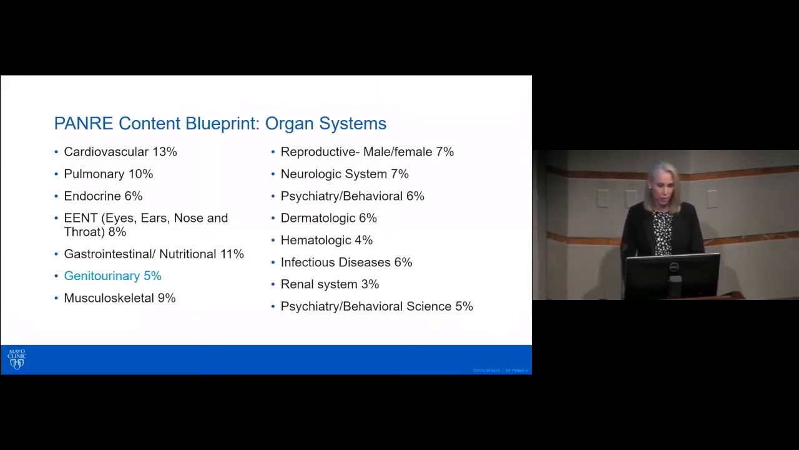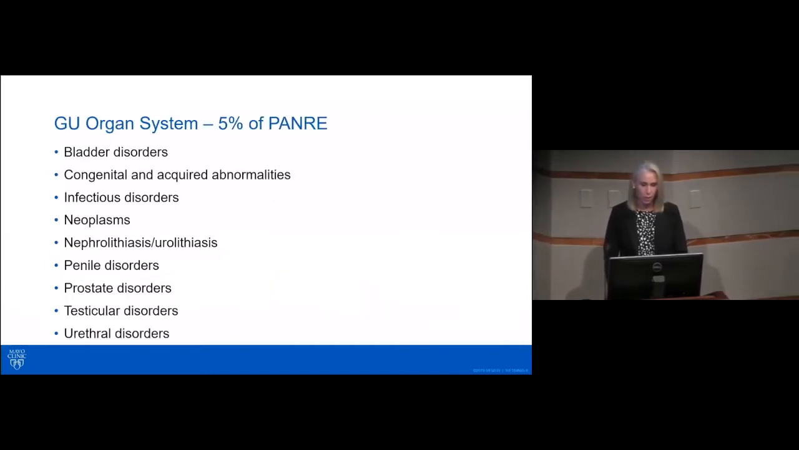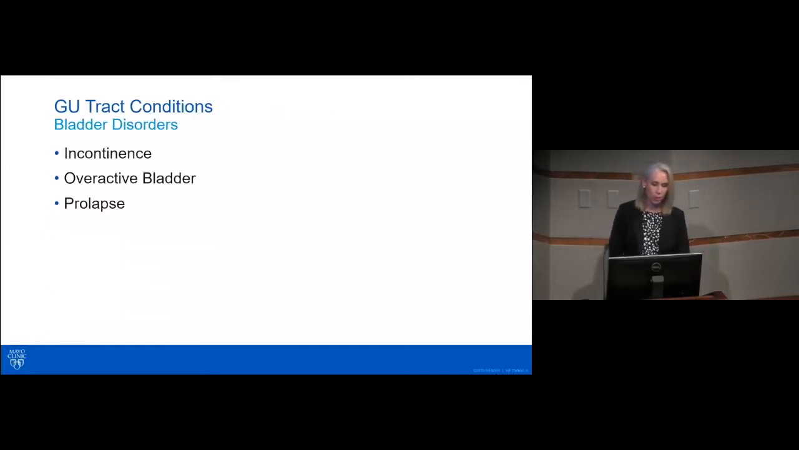The genitourinary component makes approximately 5% of the exam. So here's the objectives that we'll go through today. We'll start with GU tract conditions and bladder disorders.